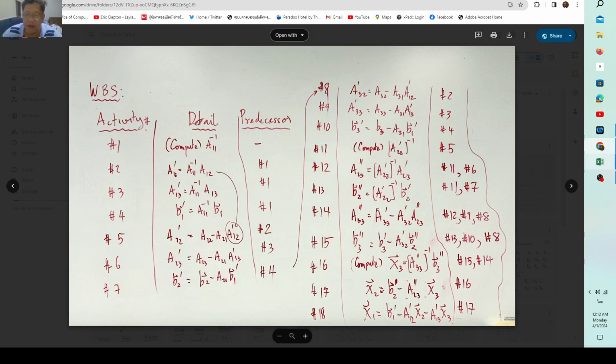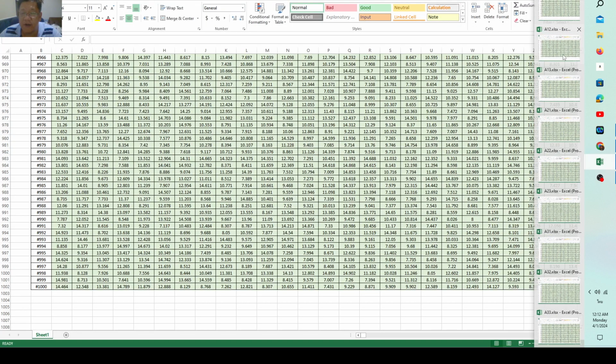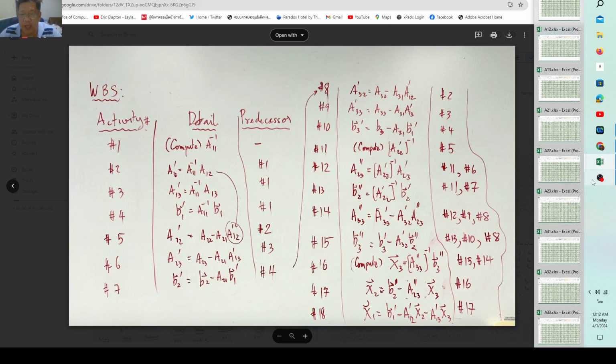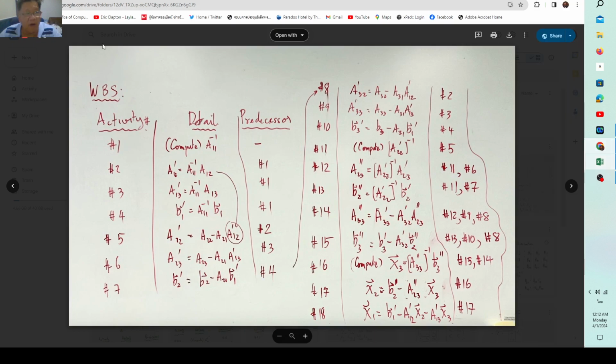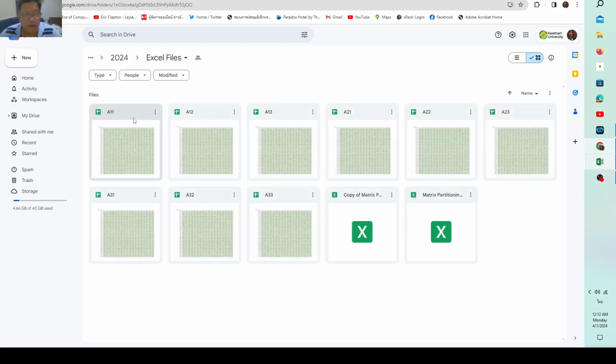So that's the key assignment from our lecture last time, that I want you to implement this workflow of computation in different Excel files. Instead of what we did previously in the 2x2 case, where we put everything in just one file, and you can see that the file keeps getting larger and larger, right?